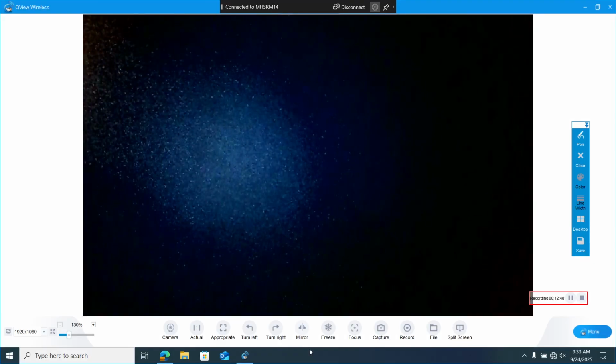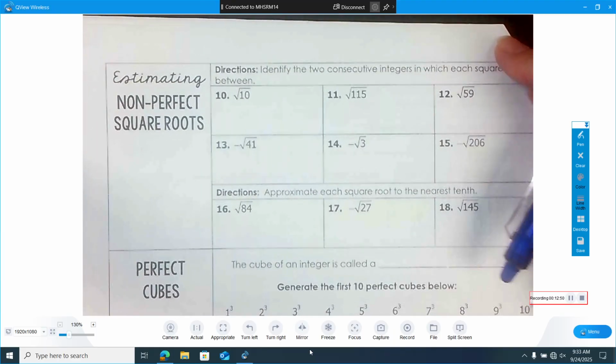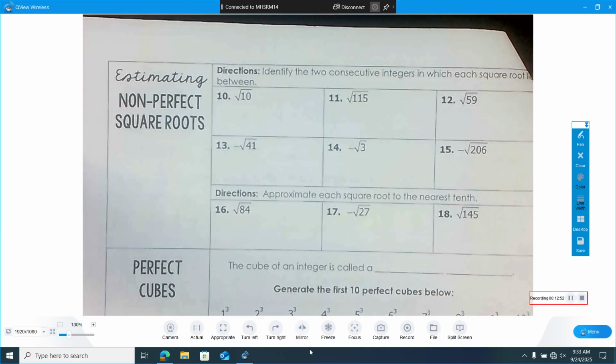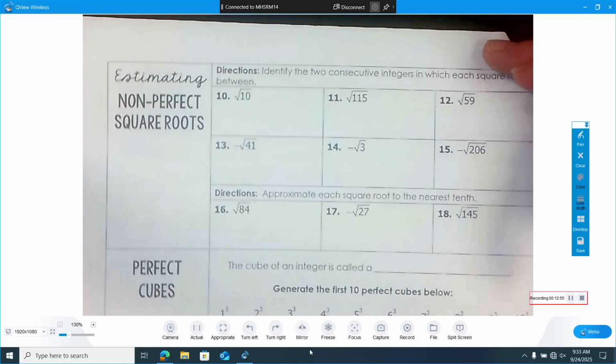All right, let's turn the page. All right, estimating.